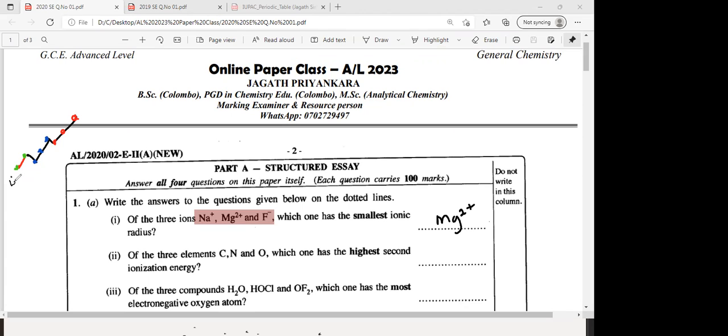Lithium, beryllium, boron, carbon, nitrogen, oxygen, fluorine, neon. You can see here, out of this, the highest one will be nitrogen. Remember, nitrogen's ionization energy is greater than oxygen's. That is very important. Therefore, highest will be nitrogen.